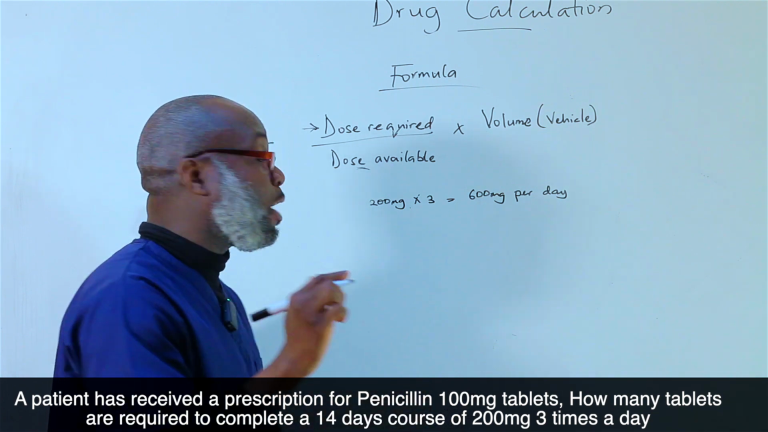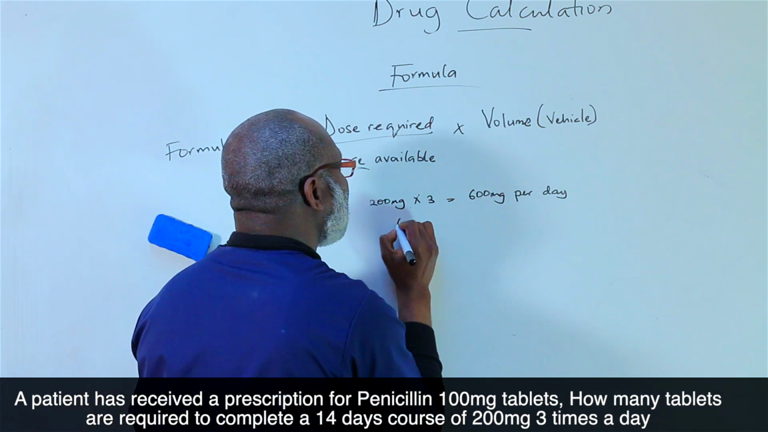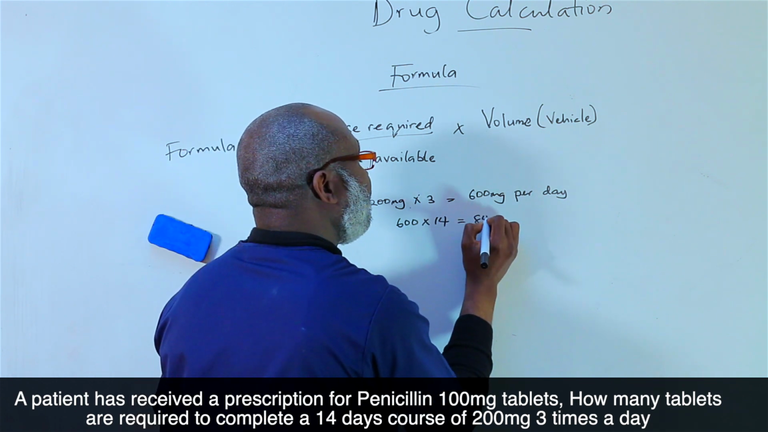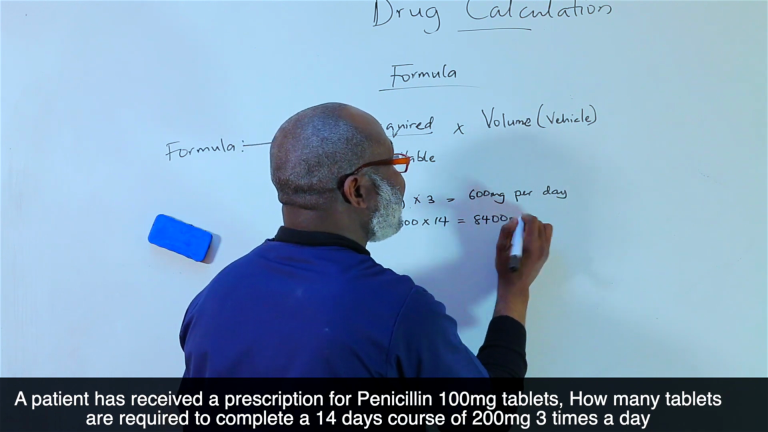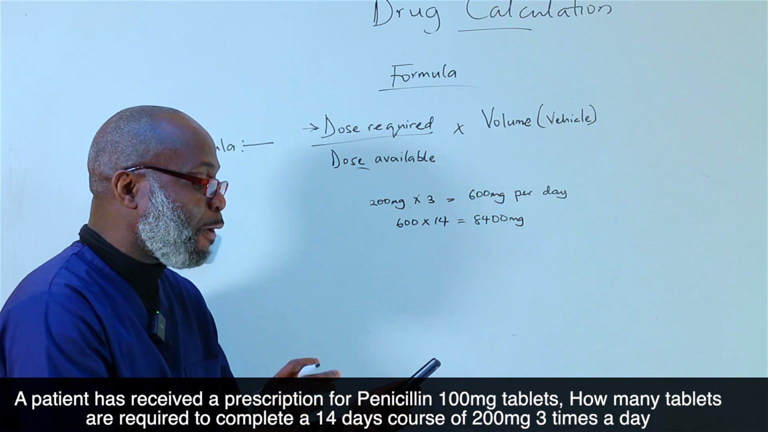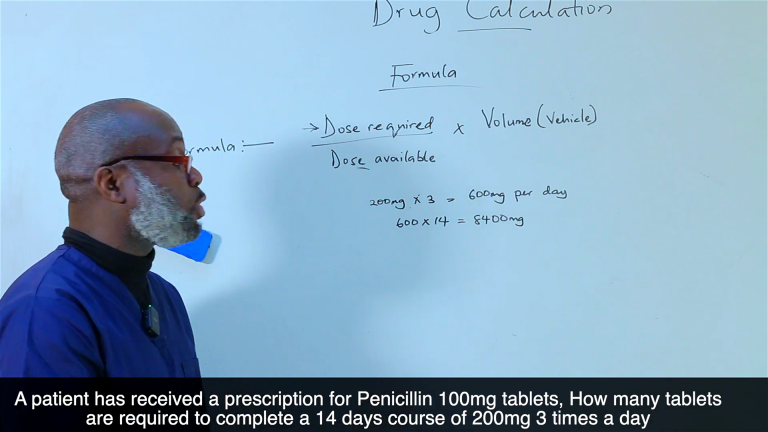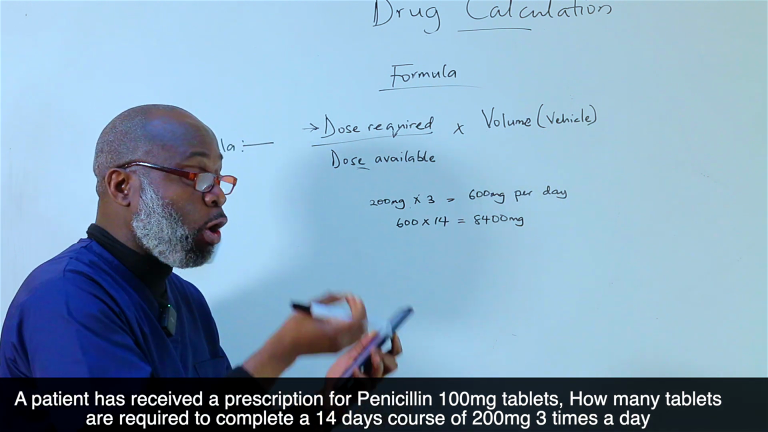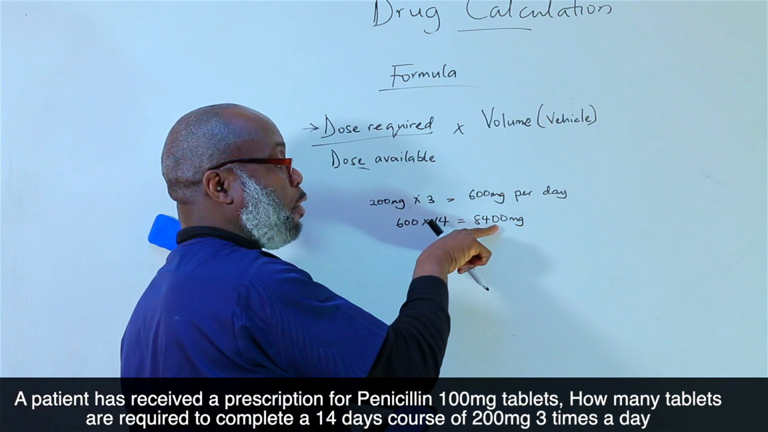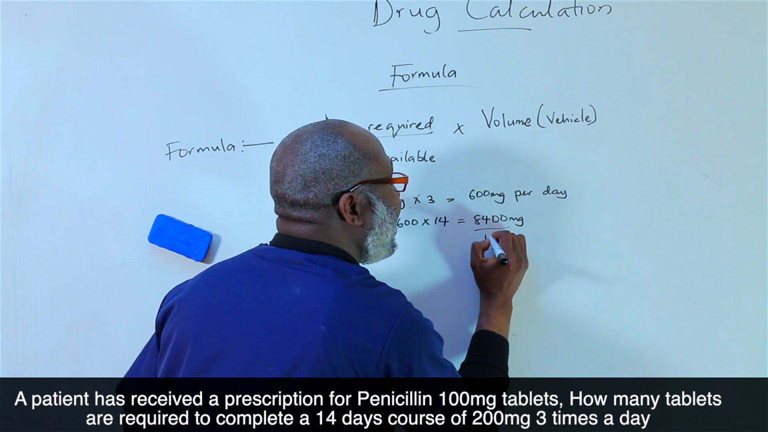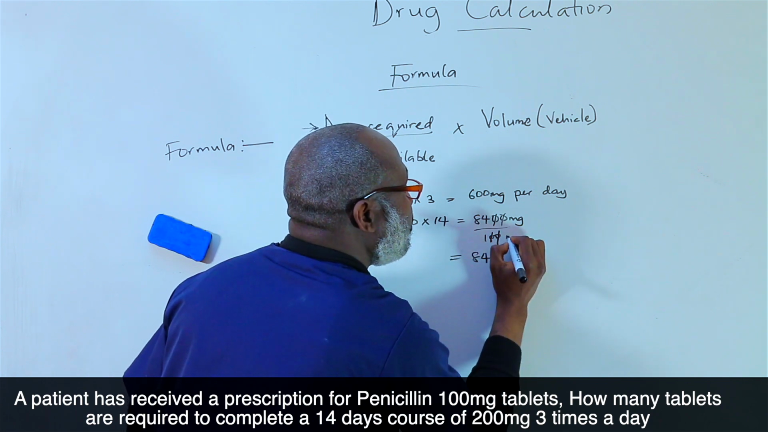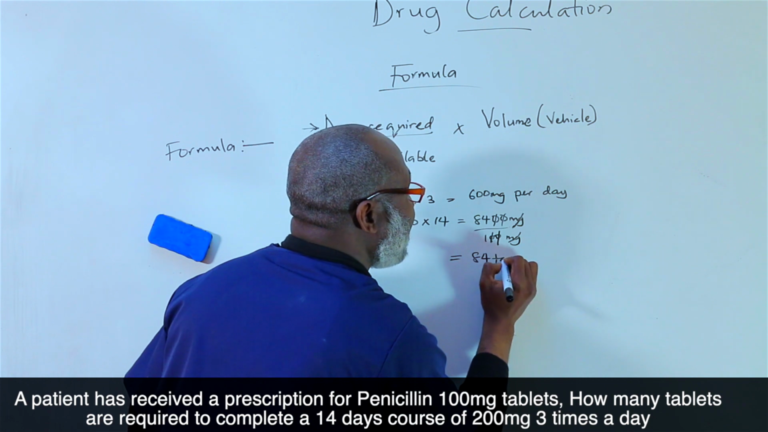Then we're looking for the 14-day course. The 14-day course will be 600 times 14. That will be 8,400 milligrams. That is the total number of milligrams. Remember, the question says a patient has received a prescription for penicillin 100 milligram tablets. That is to say, you only have 100 milligrams per one. So if they are 100 milligrams per one and you need 8,400 milligrams, you just divide by 100. So all you need is 84. The milligrams will divide milligrams. So that will be 84 tablets.